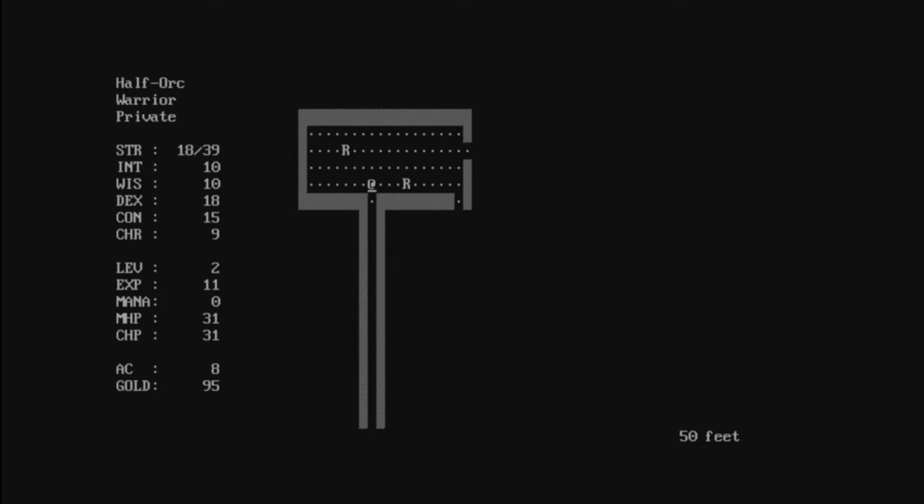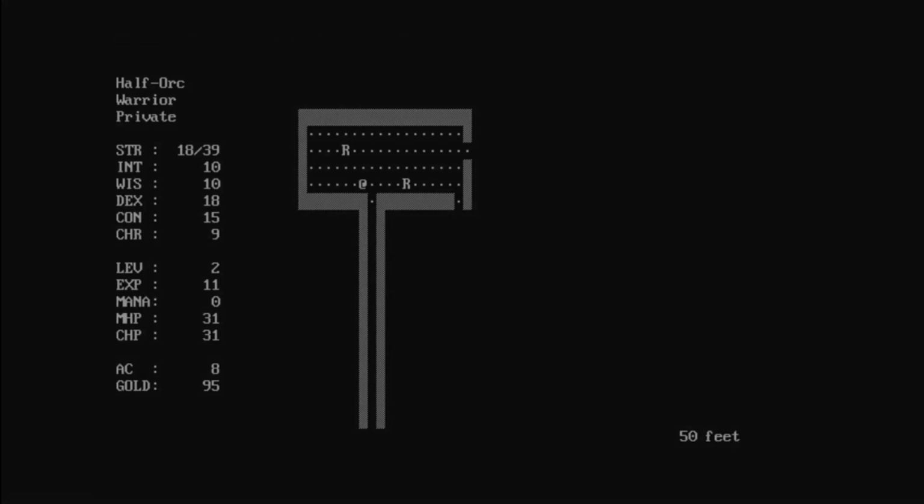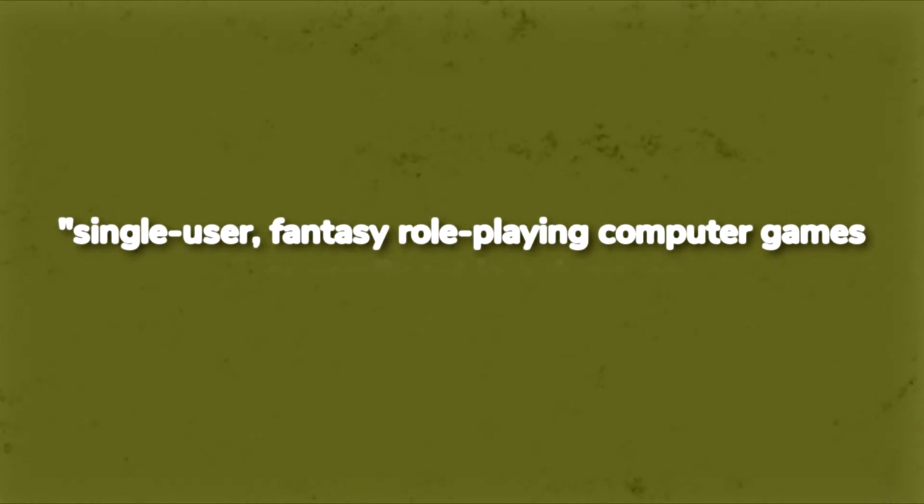Hack and Moria, released in 1982 and 1983 respectively, aped the procedural generation and permadeath of Rogue, and created a small-scale scene of copycat games in the process. This scene would later become the subgenre known as roguelikes. The term roguelike began getting traction in the early 90s on Usenet to categorize single-user fantasy role-playing computer games, generally set in a dungeon, run with a simple graphic interface.